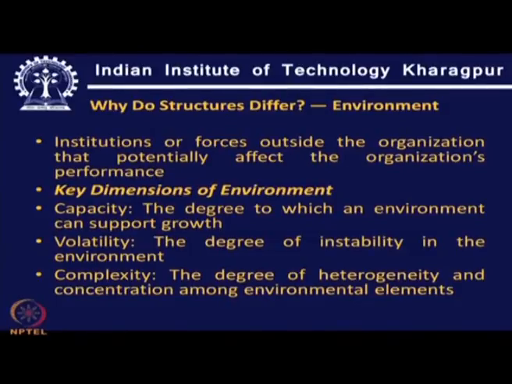Next, structures differ due to the environment, meaning institutions or forces outside the organization that potentially affect the organization's performance. The key dimensions of environment are capacity, volatility, and complexity. Capacity is the degree to which an environment can support growth, volatility is the degree of instability in the environment, and complexity is the degree of heterogeneity and concentration among environmental elements. These will define how the structure will look.